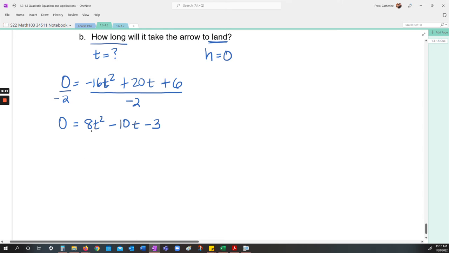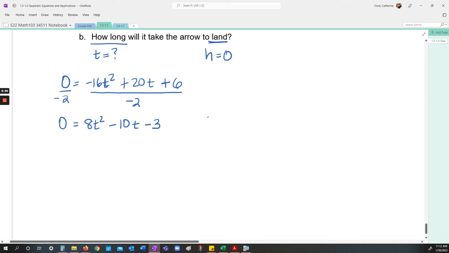So I'm going to see if I can factor this one. I can't remember if it'll factor or not. But you could do the quadratic formula, even if it does factor, right? Quadratic formula works no matter what. Okay, so I'm going to try factoring, though.